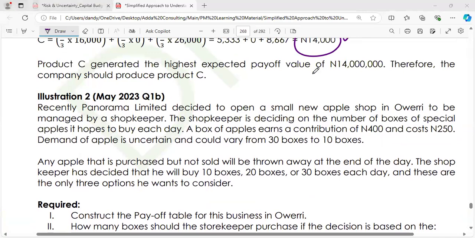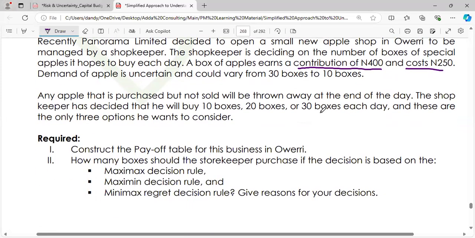Recently, Panorama Limited decided to open a small new apple shop in Owerri to be managed by a shopkeeper. The shopkeeper is deciding on the number of boxes of special apples it hopes to buy each day. A box of apples earns a contribution of 400 naira and costs 250 naira. Demand of apple is uncertain and could vary from 10 boxes to 30 boxes. Any apple that is purchased but not sold will be thrown away at the end of the day. The shopkeeper has decided that he will buy 10 boxes, 20 boxes, or 30 boxes each day, and these are the only three options he wants to consider. Required: construct the payoff table for this business in Owerri. How many boxes should the shopkeeper purchase if the decision is based on the maximax decision rule, maximin decision rule, and minimax regret decision rule? Give reasons for your decisions.